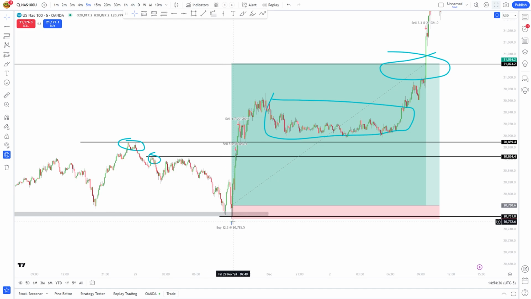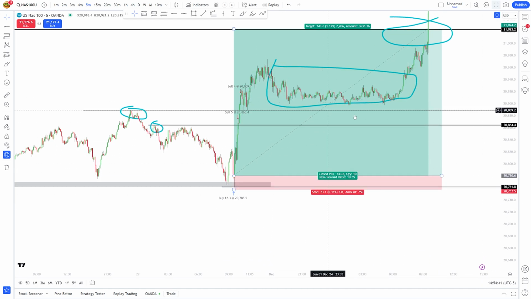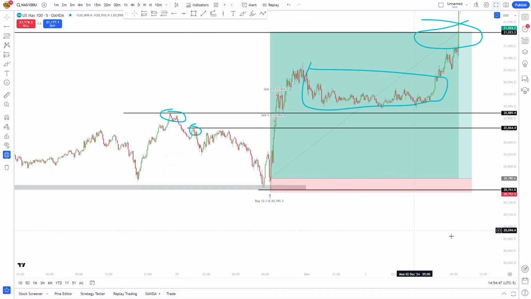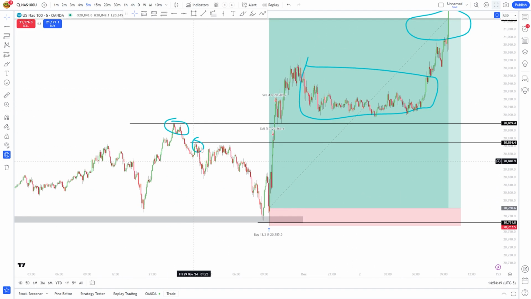Overall, this trade ended with a 10.5 to 1 risk to reward with 3 partials, and it was a very nice and precise trade with a really good read on the market.